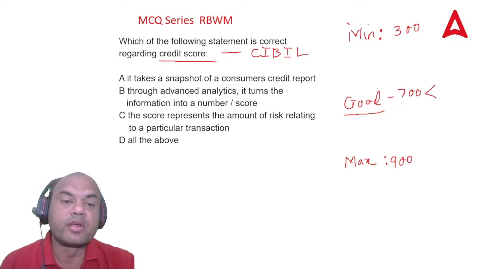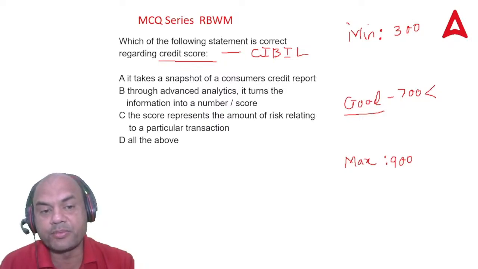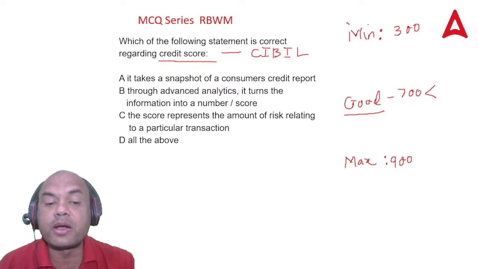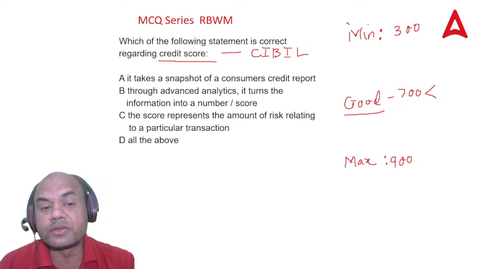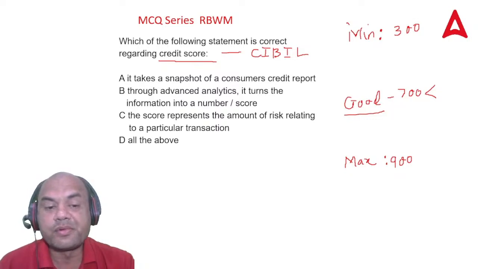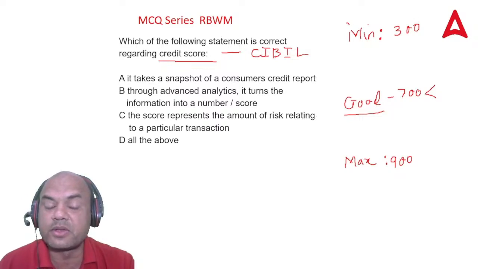Okay. So, which of the following statement is correct regarding the CIBIL score or credit score? It takes a snapshot of all of a consumer's credit report. Through advanced analytics, it turns information into a number or score. The score represents the amount of risk relating to a particular transaction. And all of the above. So, which of them is the answer? It takes a snapshot of the consumer's overall credit report. Through advanced analytics, it turns the information into a number.